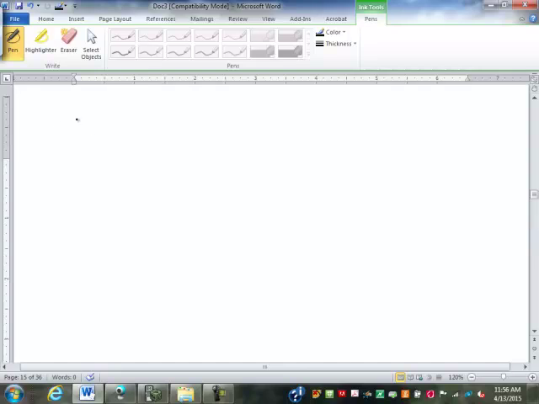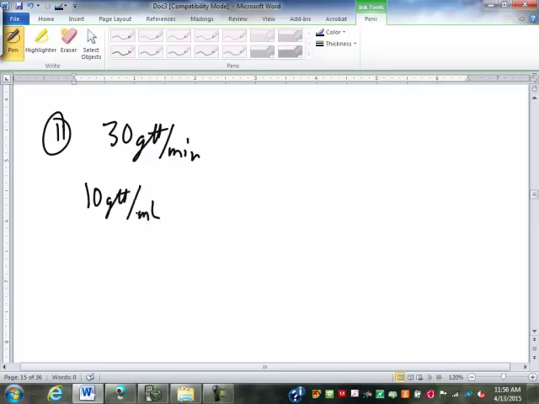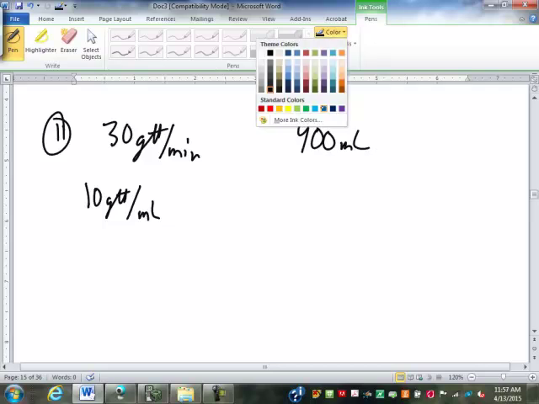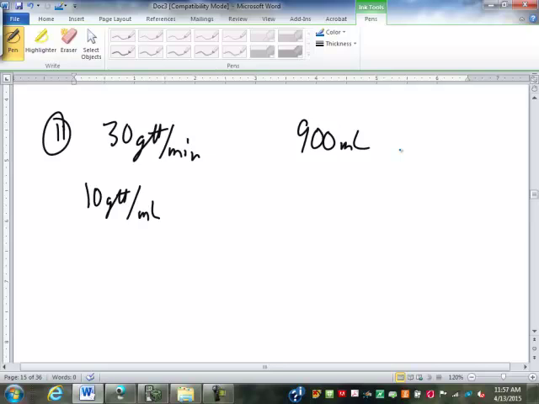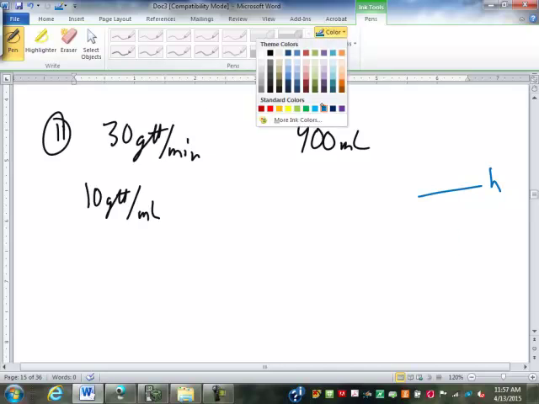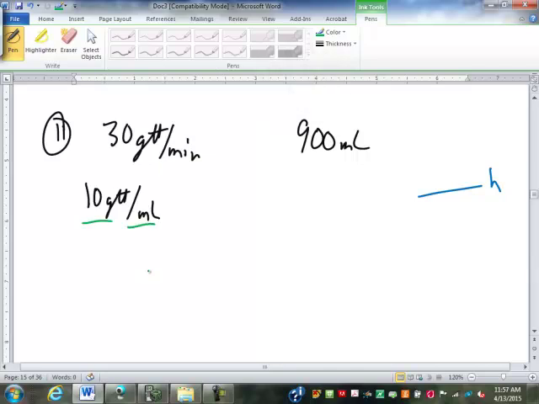Okay, number 11. On this one, we're given that the flow rate is set at 30 drops per minute with a drop factor of 10 drops per milliliter. We want to know how long it is going to take to infuse 900 milliliters of fluid. And we're asked for our answer to be given in hours. So here we start out with our drop factor. We're working backwards. 10 drops per 1 milliliter.